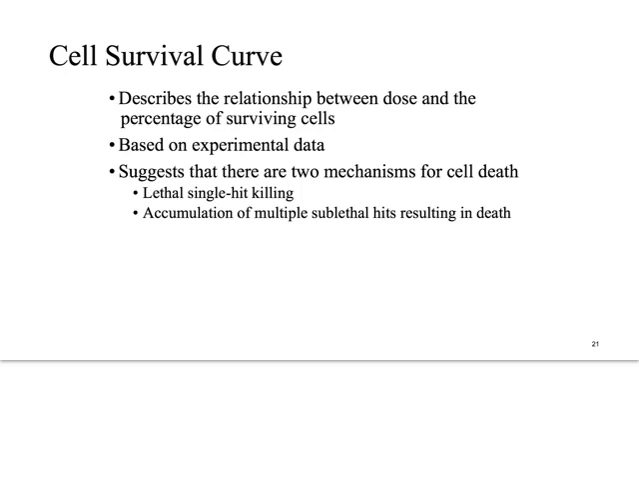And it's based on experimental data largely that came from Hiroshima. And it suggests two mechanisms for cell death. There's a lethal single hit, so it's potential that radiation could just damage that chromosome or damage a lysosome and destroy the cell. Or there could be an accumulation of multiple sublethal hits that result in the death of the cell.